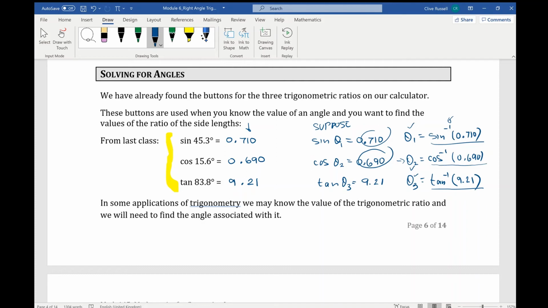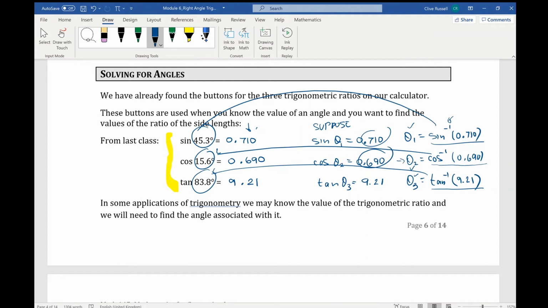Now, if you plug that in your calculator, then for this one, you're going to get 45.3 degrees roughly. If you do the inverse cosine here, you should get 15.6, and for the tangent, theta 3, you should get your 83.8, right?